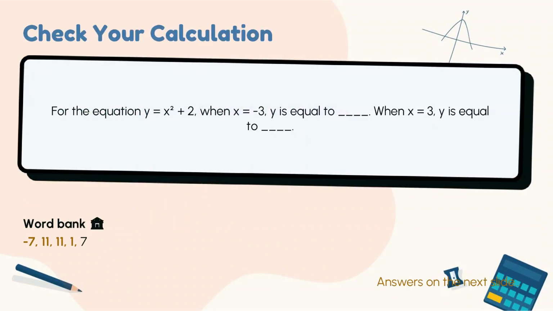Let's check your calculation skills. For the equation y equals x squared plus 2, when x equals negative 3, what is y? And when x equals 3, what is y? Use the word bank to help you. Pause the video and calculate both answers carefully. Remember, negative 3 squared means negative 3 times negative 3, which is positive 9.